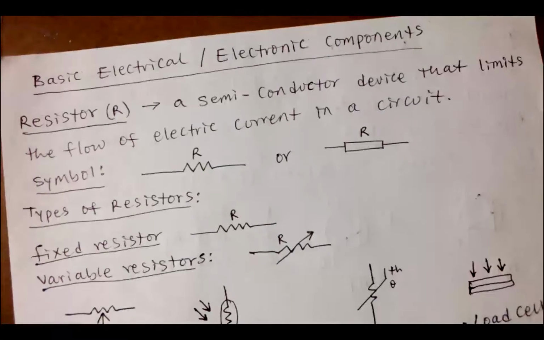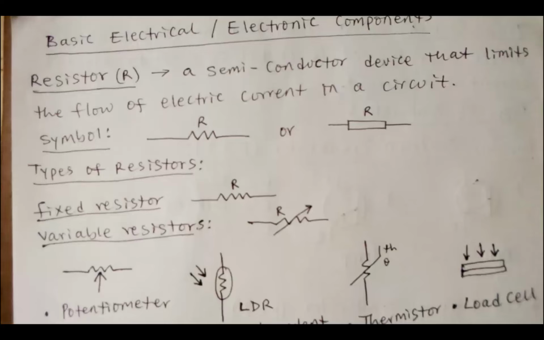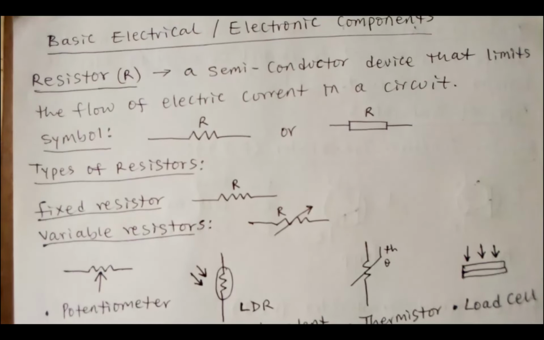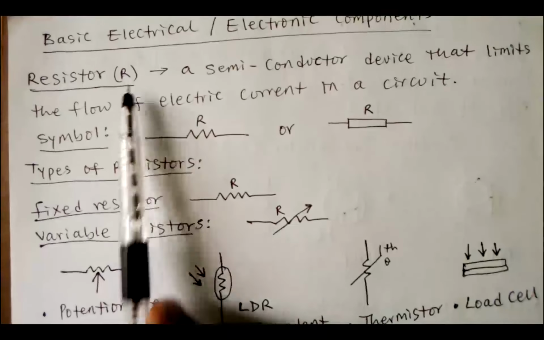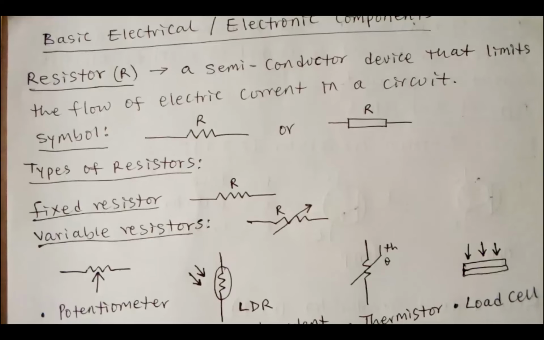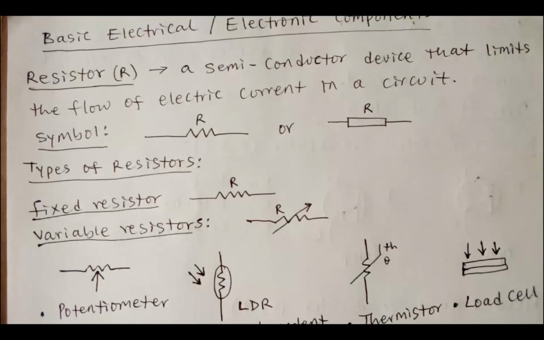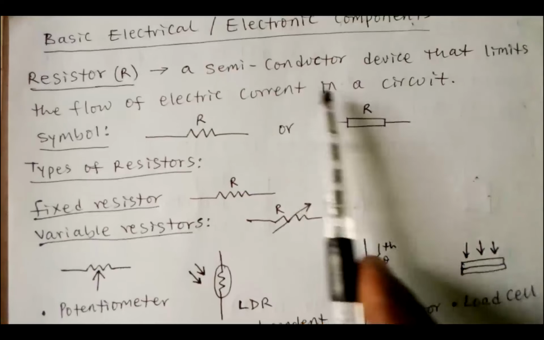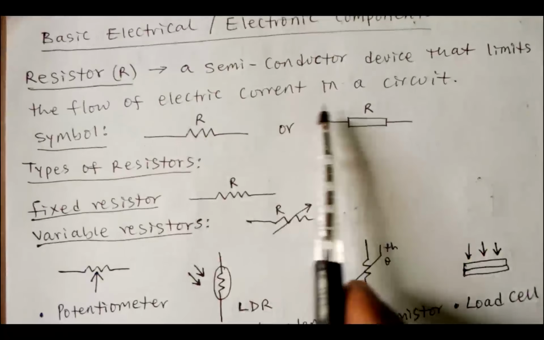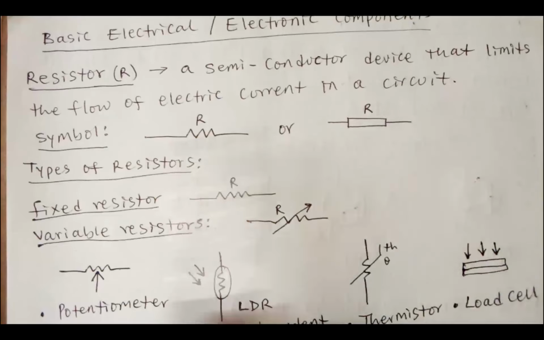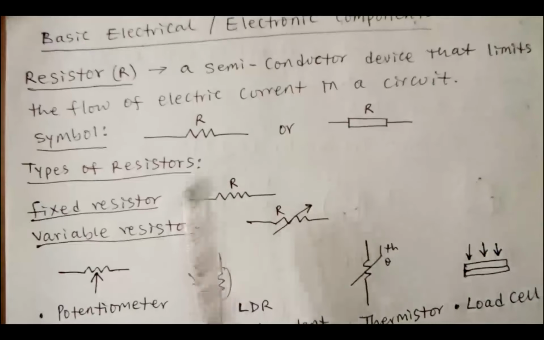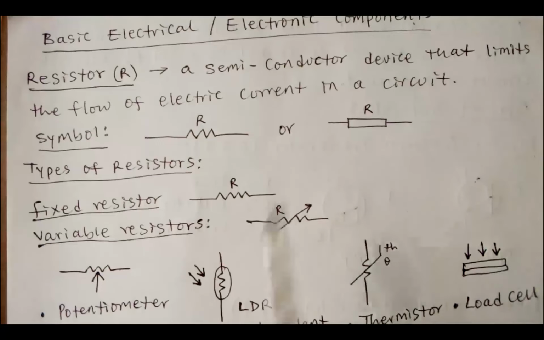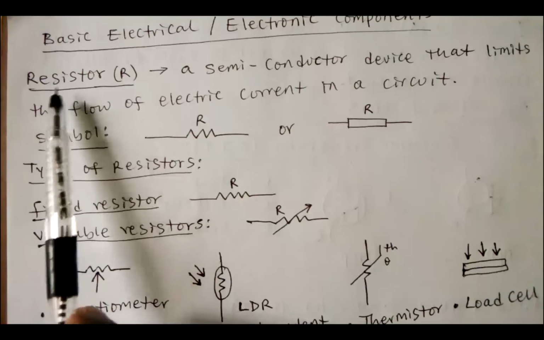So let's look at basic electrical components. We're starting with the resistor. So what is a resistor? A resistor is simply a device that limits the flow of current. We talk about resistance, which is the opposition to the flow of electric current through a circuit. The device that offers that opposition is called the resistor.